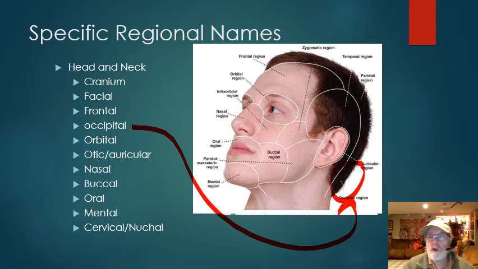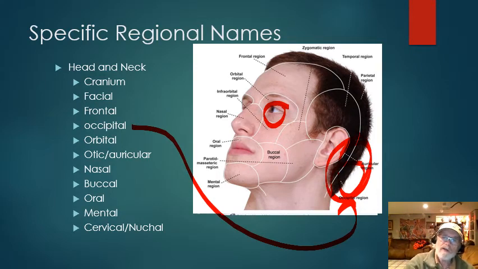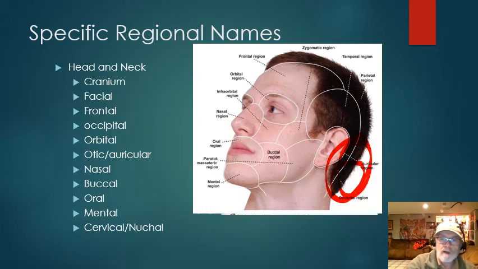The occipital lobe of the brain that sits back in here, guess what it controls? Vision. That's where our vision is perceived, in the back of the brain in this occipital lobe. So the back of the head is called the occipital region. Frontal in the front, occipital in the back.